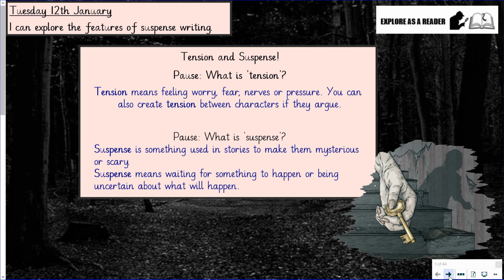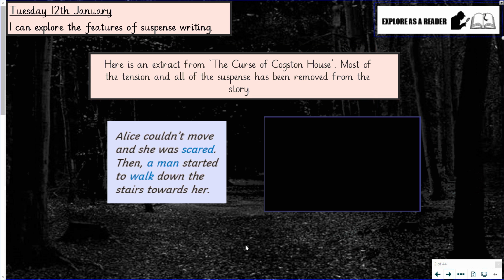Right, what we're going to do first is look at a mini extract from a book called The Curse of Cogston House. The extract is written out here, but I've removed all of the tension and all of the suspense from the story, and it says: Alice couldn't move and she was scared. Then a man started to walk down the stairs towards her. That isn't a very good example. In fact, it's what we call a wabble. That is not a very good example of building suspense and tension.